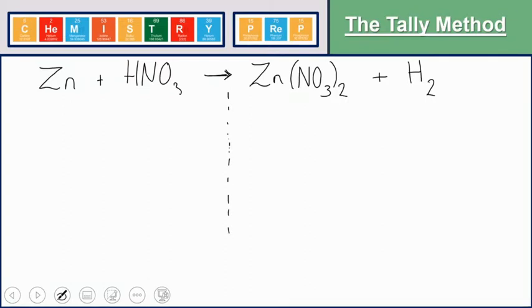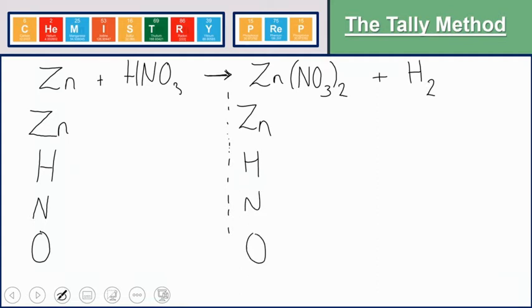On the left-hand side, capital Z, lowercase n is the symbol for zinc. So let's keep those symbols together. Capital H is the symbol for hydrogen. So that's that one there. Capital N is the symbol for nitrogen. And capital O is the symbol for oxygen. So I've split out all of the elements there. Whatever on the left-hand side must also be on the right-hand side. So let's just very quickly write that down. Not even going to count it up, just going to make it into my list there.